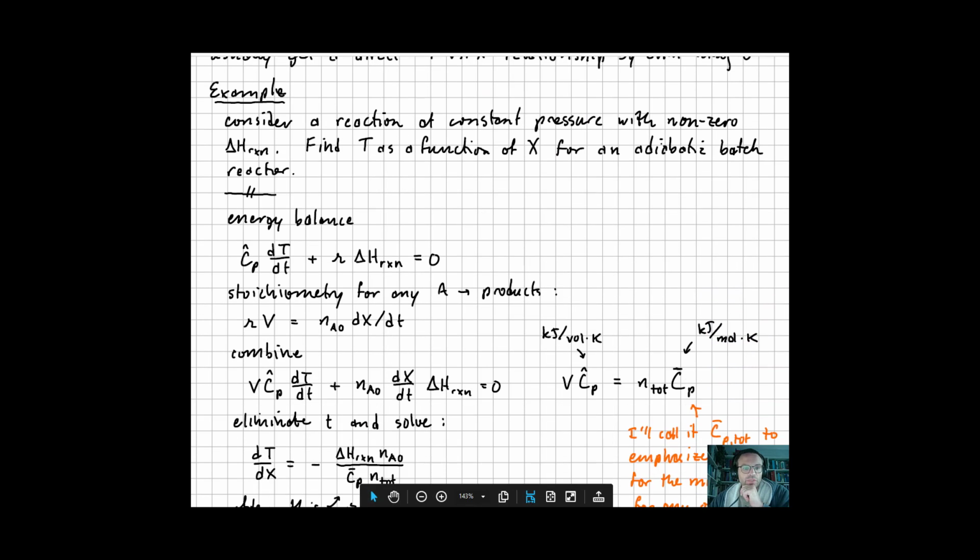So let's walk through and see how that happens in practice. So we're going to consider a reaction at constant pressure. It has a non-zero heat of reaction, and we're going to find the temperature as a function of X for an adiabatic batch reactor.